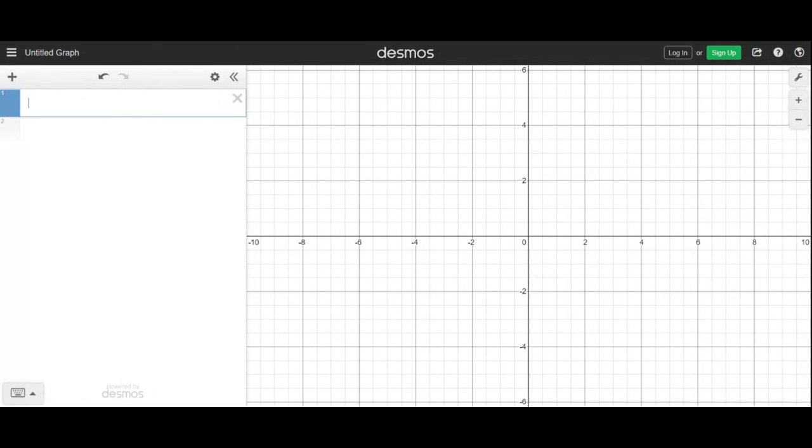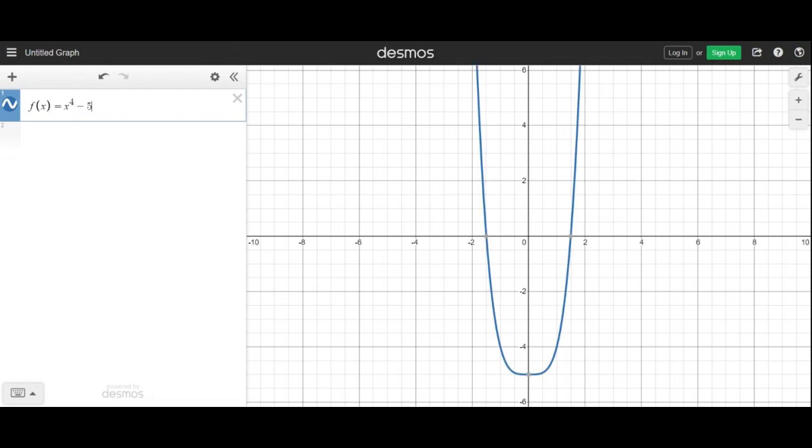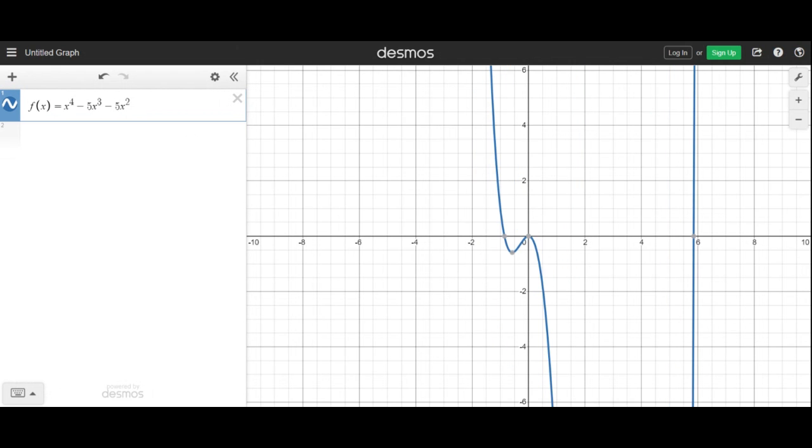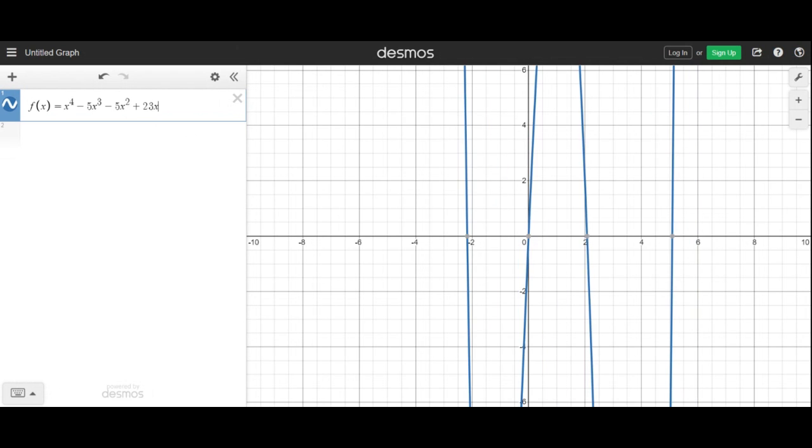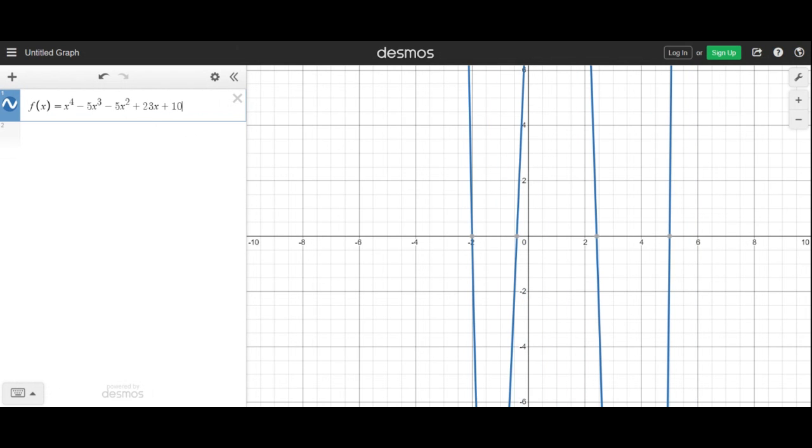Right. So now in Desmos, I'm going to graph my polynomial, f of x equals x to the fourth minus 5x cubed minus 5x squared plus 23x plus 10. All right, so again, just looking at the graph now, in terms of possibilities, it looks like -2 is one place that it might cross. Okay, so I'm going to list that one.